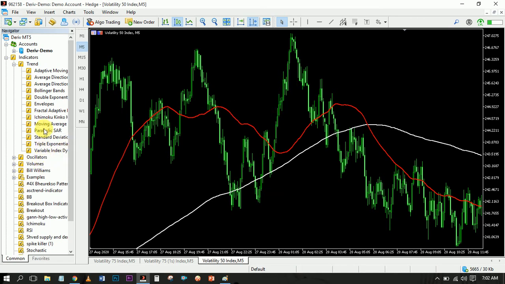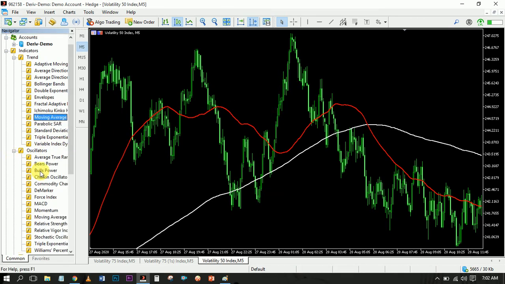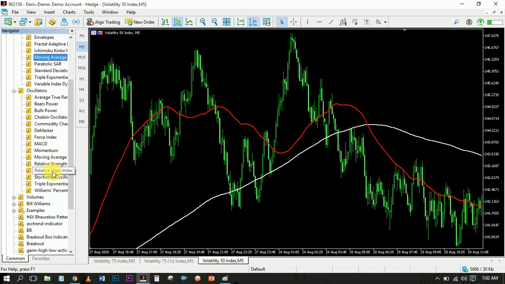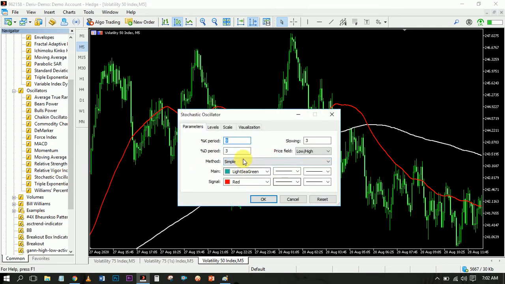Okay, so you can make use of oscillators that give you an idea of the momentum of the market. You can make use of an oscillator like the stochastic. The default is actually 5, 3, 3, but I usually like to use 9, 3, 3. Then you click OK.